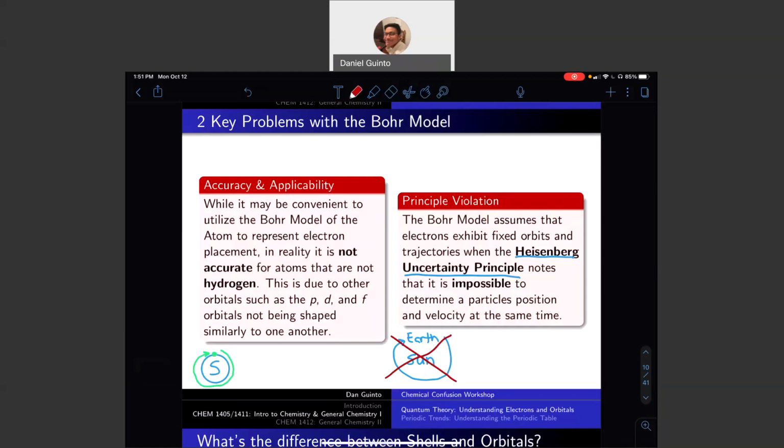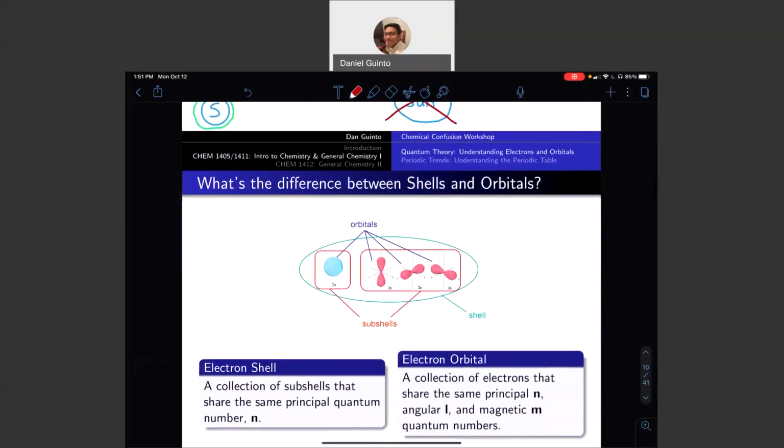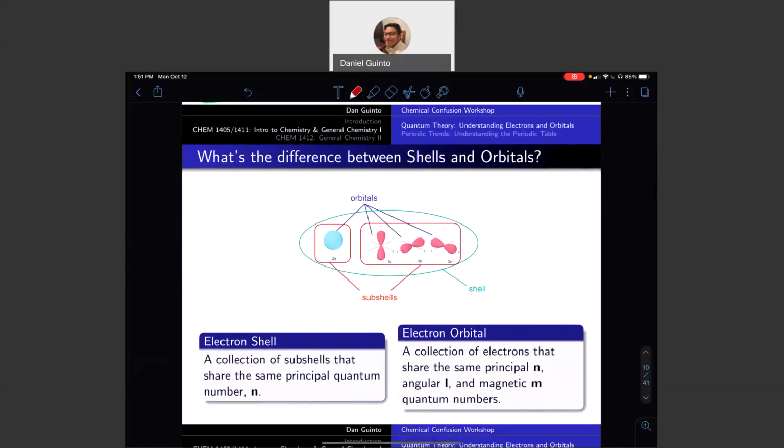But in terms of drawing it just to understand the idea of how electrons are spaced out, it's very convenient. But when you say that the Bohr model is the most accurate model, that's where you tend to be incorrect because it's not accurate. Let's examine why. The reason we have to do that is because we have to look at shells and orbitals in this case. Shells and orbitals typically tend to get confused, and that's also a problem here.